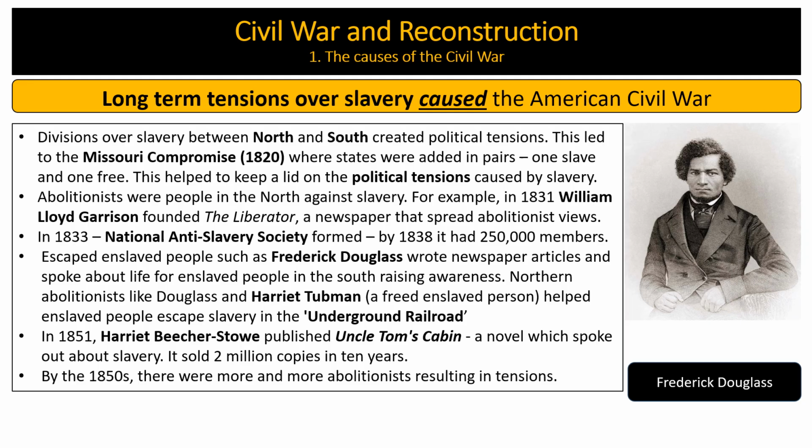There were tensions between the slave and the free states over who would have the balance of power in the federal government. And of course that led to the Missouri Compromise of 1820, where states were added in pairs, one slave and one free. This helped to keep a lid on the political tensions caused by slavery. So remember, the Missouri Compromise is not a cause of the Civil War. The Missouri Compromise is a solution to the tensions that were being created.